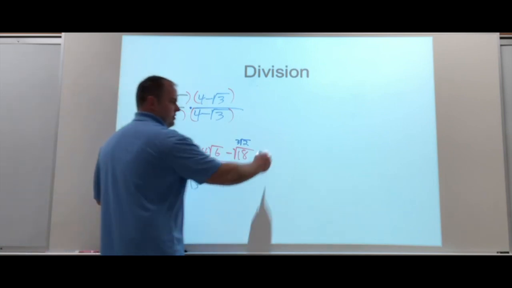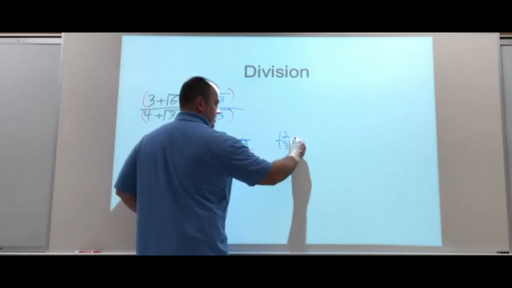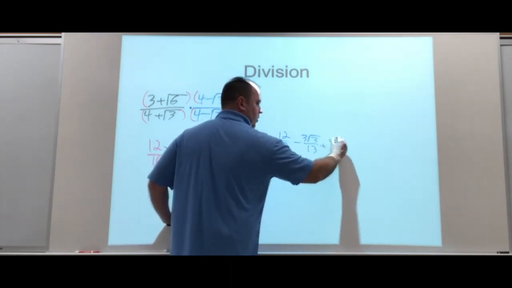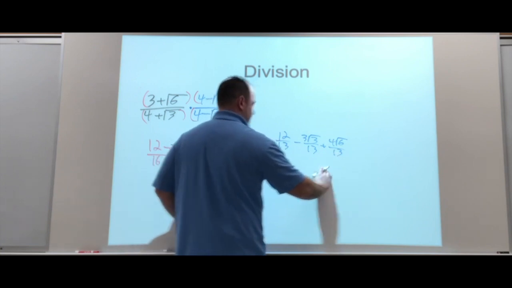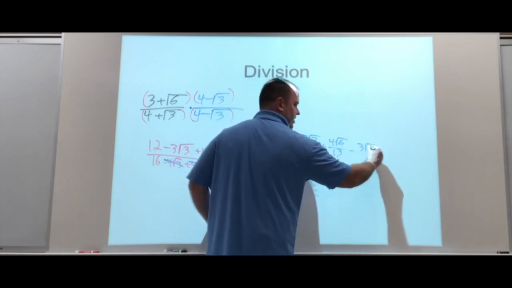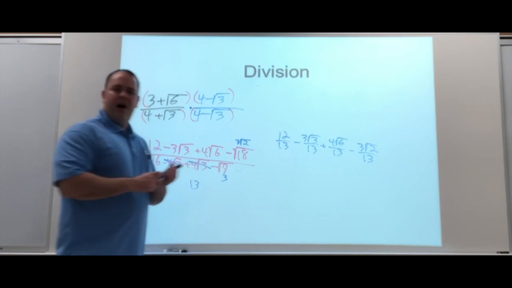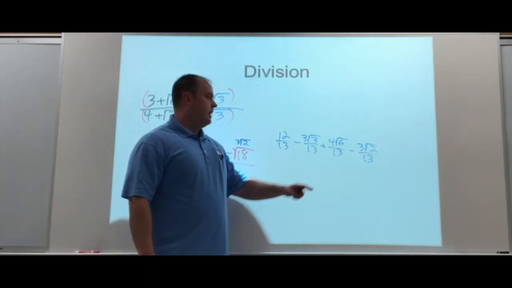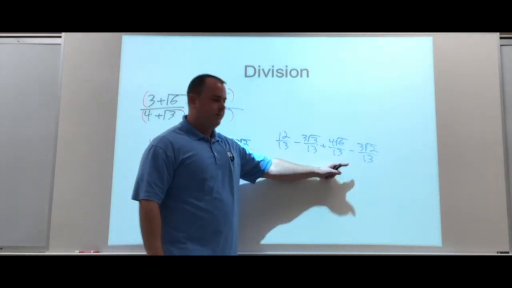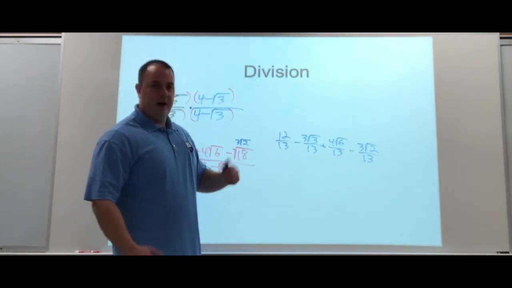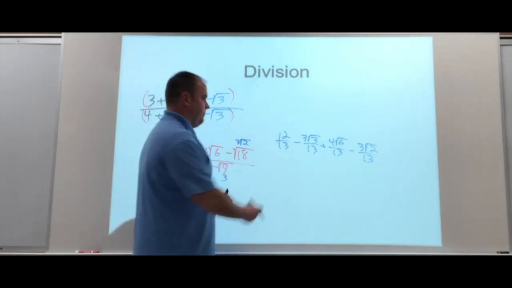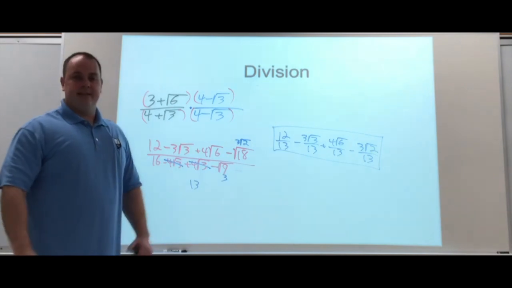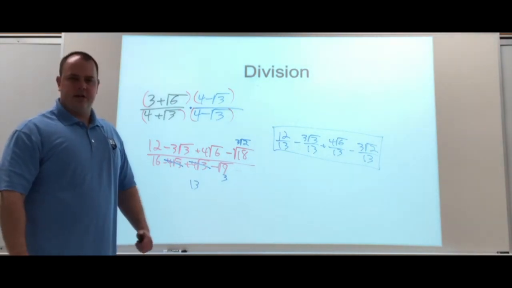So what we have is 12 over 13 minus 3 square root of 3 over 13 plus 4 square root of 6 over 13 minus 3 square root of 2 over 13. Now I write it as all small fractions because it helps see if anything can simplify. Okay, so I suggest the small fractions. In this case, nothing can simplify. 13 is a prime number, so nothing's going into it. There's our final answer, and that is the last video and the end of section 7.2.